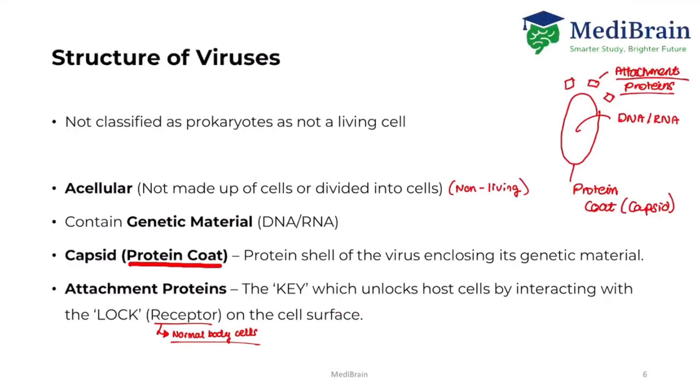The attachment proteins are also contained within a virus. They will attach to the receptors that are present on normal body cells to allow the virus to enter. And the reason why you don't want to be catching a virus is because the virus will live inside the cell. It will follow the biological processes which are inside the cell, and it will literally multiply very quickly.